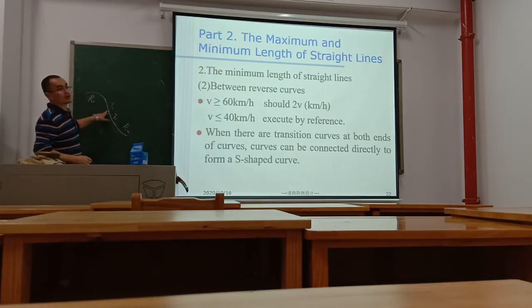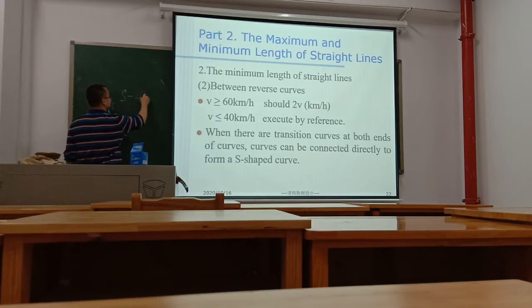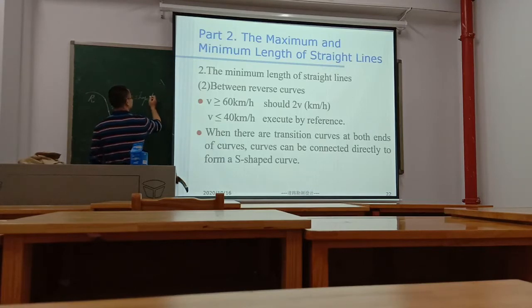No straight line or no tangent between transition curve 1 and transition curve 2. The length of the straight line is 0. Transition curve 1 is connected to transition curve 2 directly. Between them, no straight line. This is an S-shaped curve.